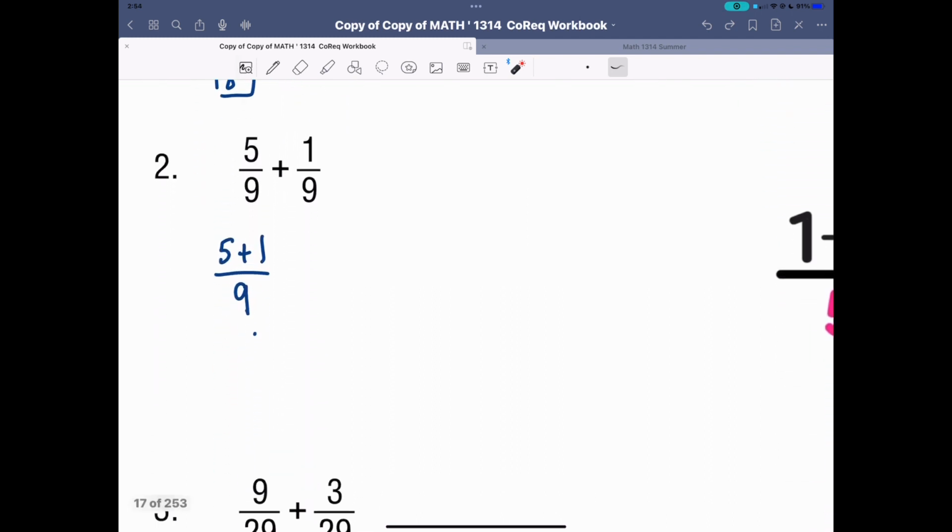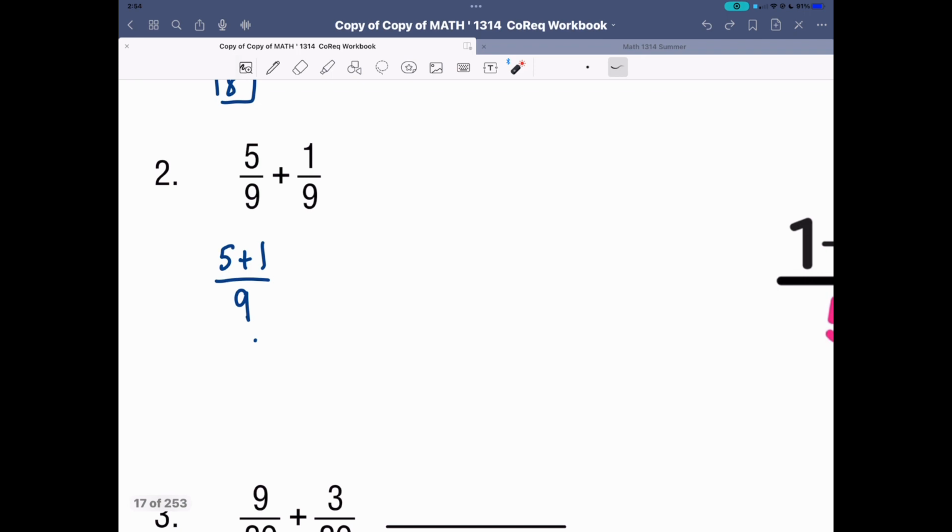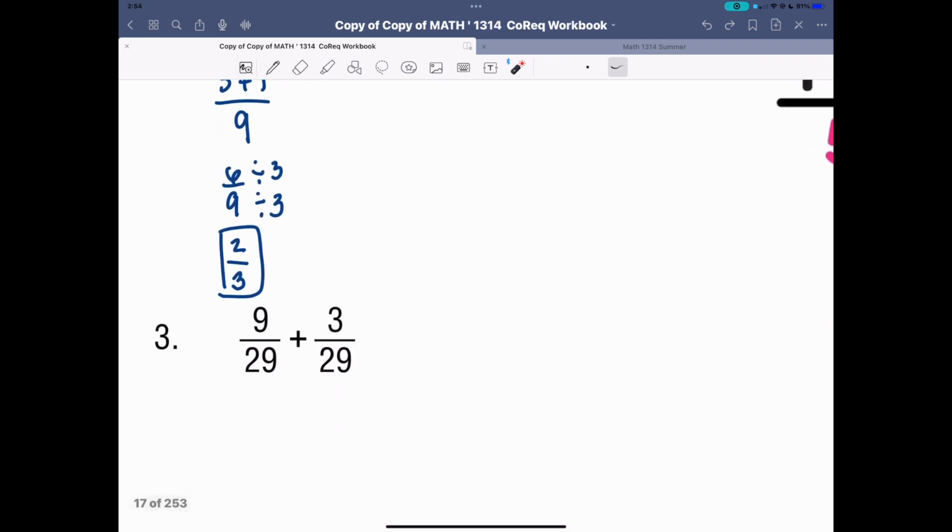And number 2, I have 5 9ths plus 1 9th. So I'm adding 5 plus 1. Because the denominators are the same, you do not add denominators. They just share a denominator. So now I have 6 over 9. I can reduce this by 3. So now I have 2/3 as my answer.